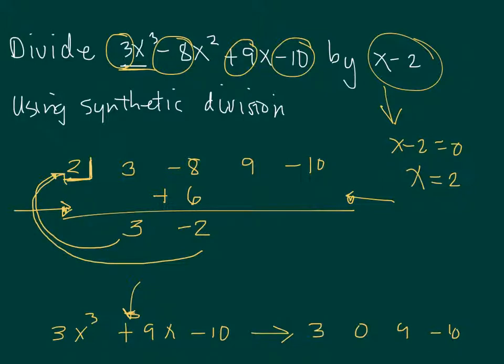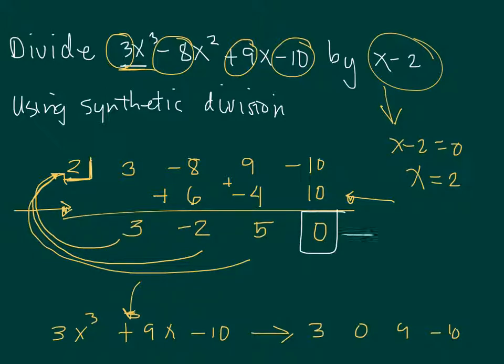Negative 2 times 2 is negative 4. Then you add, you have 5. And then you multiply again it by 2. So you have 5 times 2 equals 10, and this becomes 0. The last number here is the remainder.